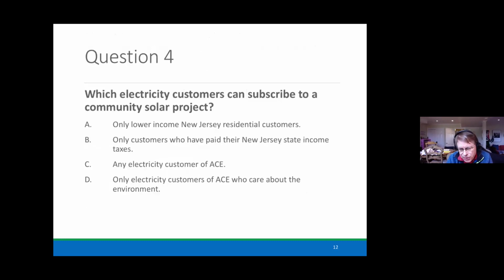I have another question for you, and that is, which electricity customers can subscribe to a community solar project? A, only lower income New Jersey residential customers; B, only customers who have paid their New Jersey state income taxes; C, any electricity customer of ACE; and D, only electricity customers of ACE who care about the environment. I'd like you to think about that and select your answers.